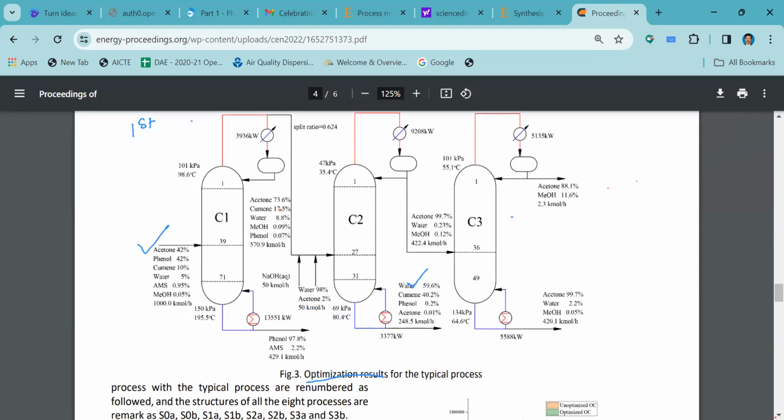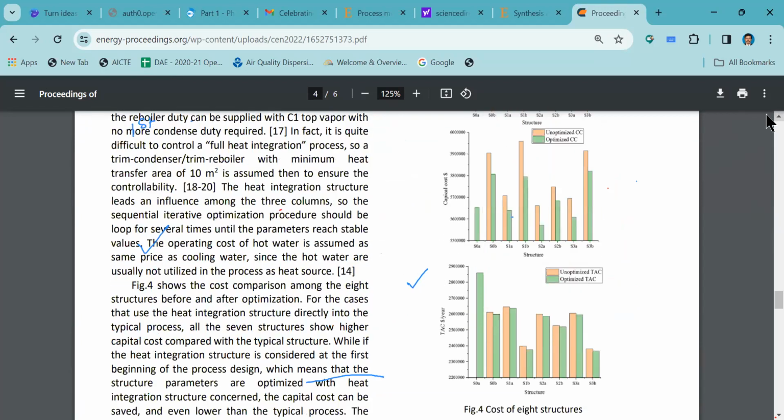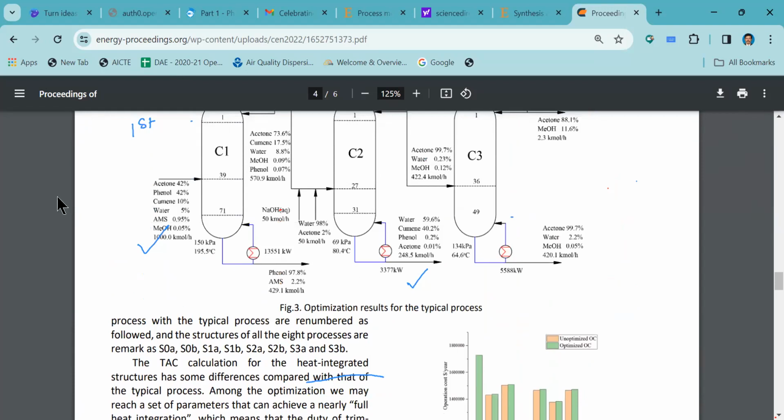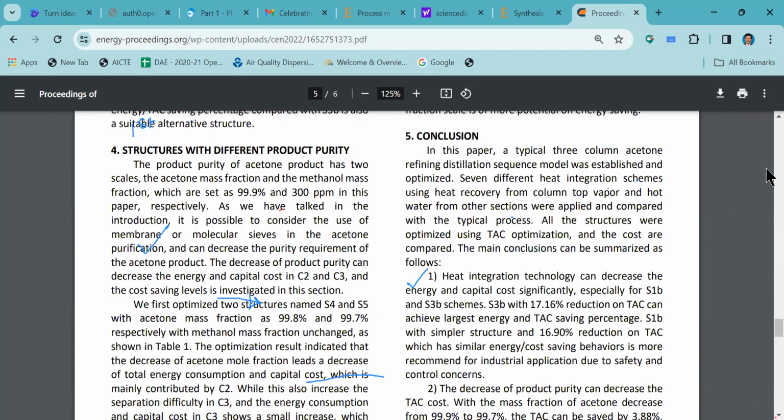Now there is one more figure, which is figure 3. Likewise, try to go to each and every figure. In figure 3, they have shown optimization results for the typical process. That means they might have adopted certain things, and they are trying to give the results. After going through these figures, try to go through the tables.